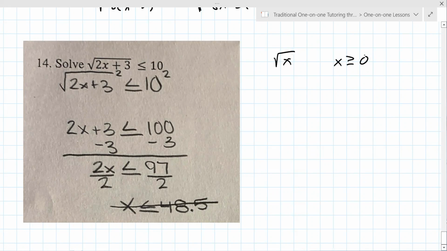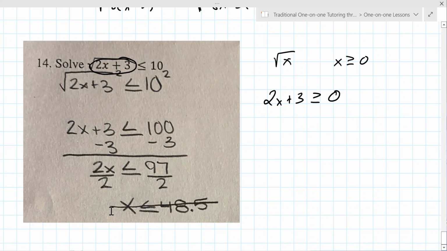Okay, which means that the inside part here, 2x plus 3, also has to be greater than or equal to 0. The reason is because you can only take the square root of a non-negative number. So your answer here is correct: x needs to be less than 48.5.